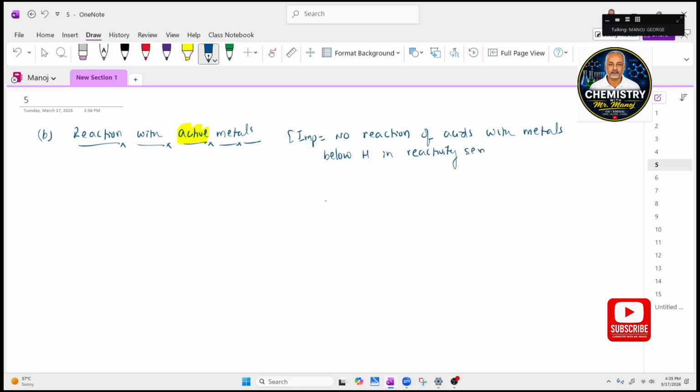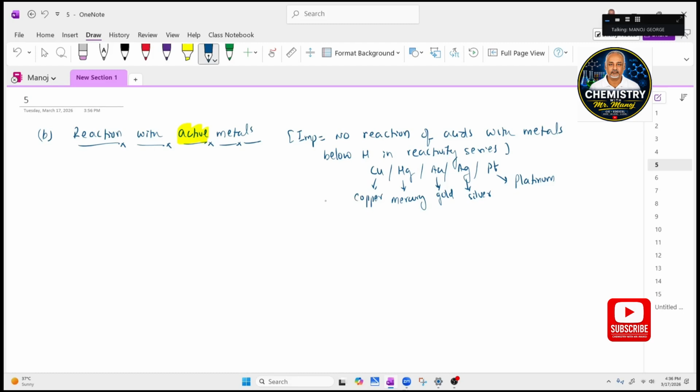So don't forget that. Below hydrogen, any metal who may exist, for example, who are the examples? Copper, Hg, Au, Ag, Pt. I hope you know who these are. This is mercury. This is gold, silver, and platinum. So none of these metals, Cu you already know, copper you already know, can react with any acid, strong acid or weak acid, doesn't matter. These guys can't react. Okay, this is copper.